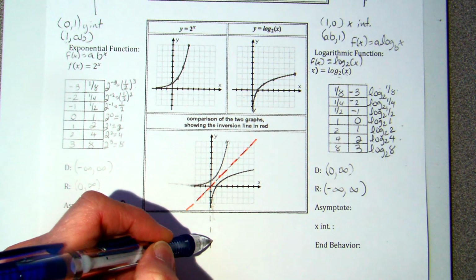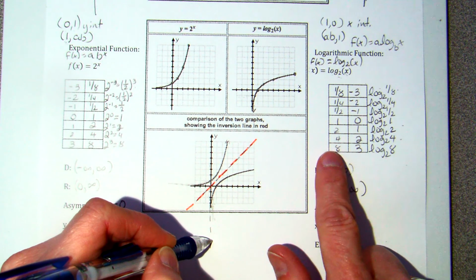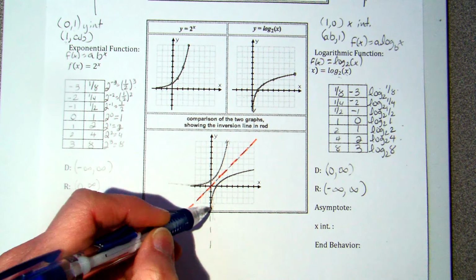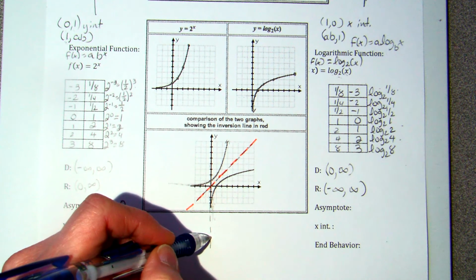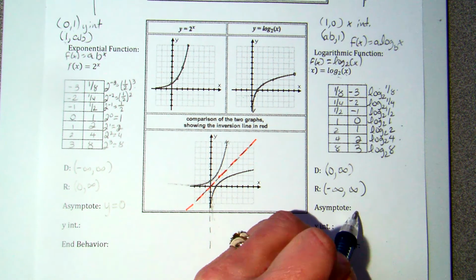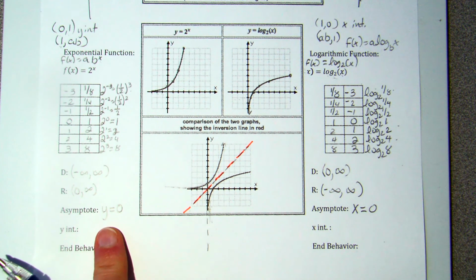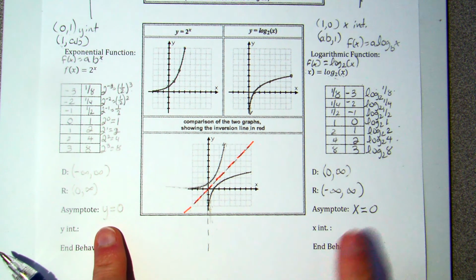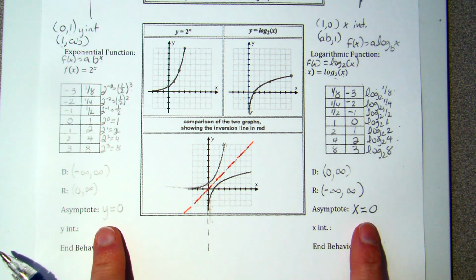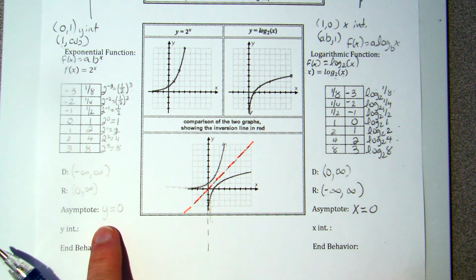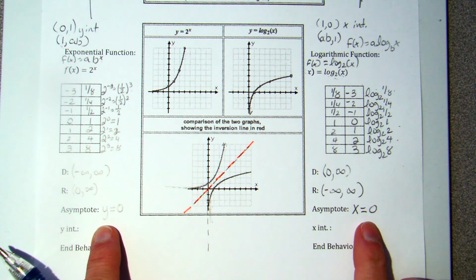Remember we were talking about how we never got an x value to be 0 a while ago? So I have a vertical asymptote on a logarithmic function, the vertical asymptote x equals 0. This is a horizontal line, y equals 0. This is a vertical line, x equals 0. Very important that you remember that one is a horizontal asymptote, so you have to write that horizontal line equation, y equals 0, and the vertical equation, x equals 0, for that vertical asymptote.